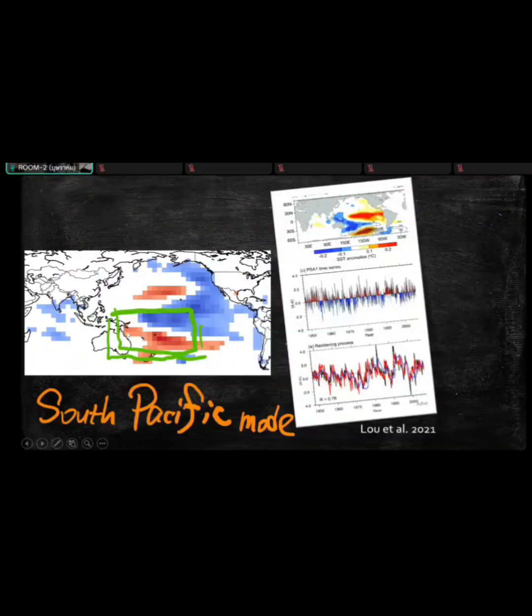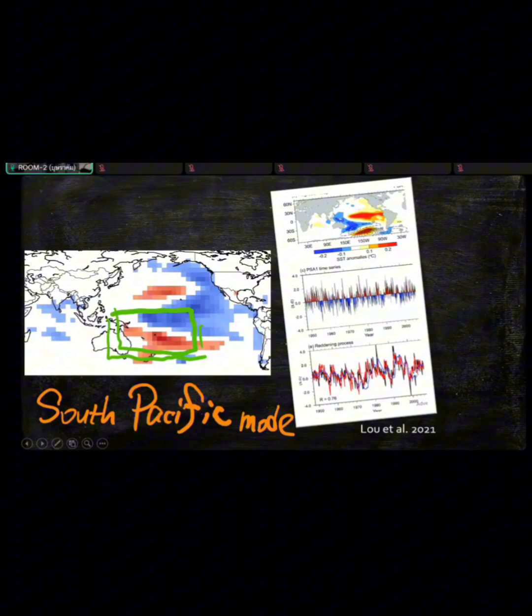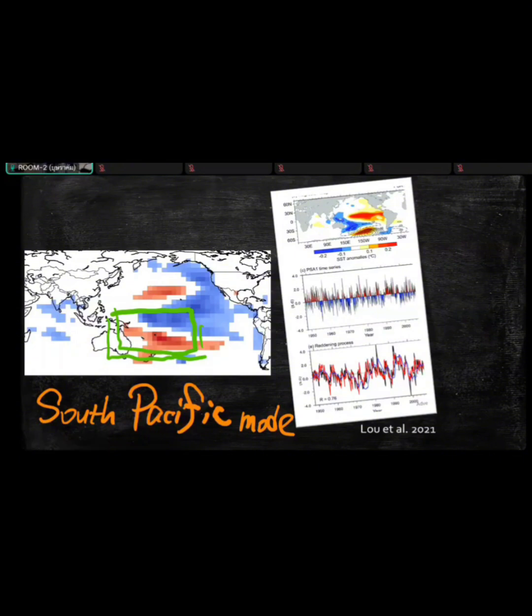Then you can see there is a South Pacific mode. That time series consists of high frequency variability, but also the very strong decadal variability here. That could explain why the drought in Thailand, the drought index, has such a strong decadal signal, low frequency signal.